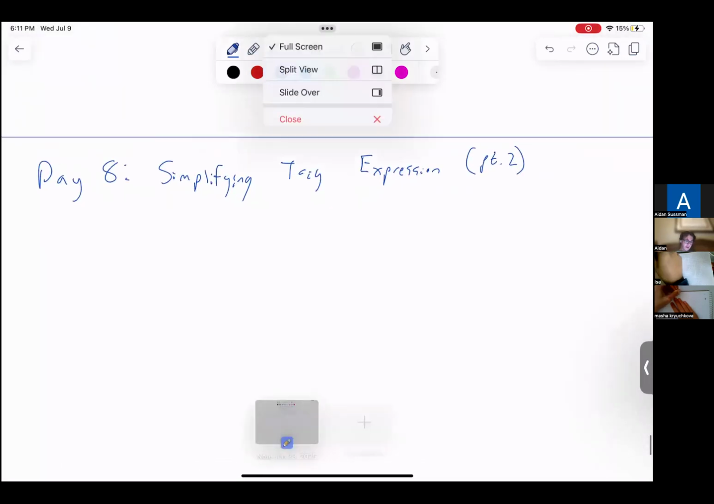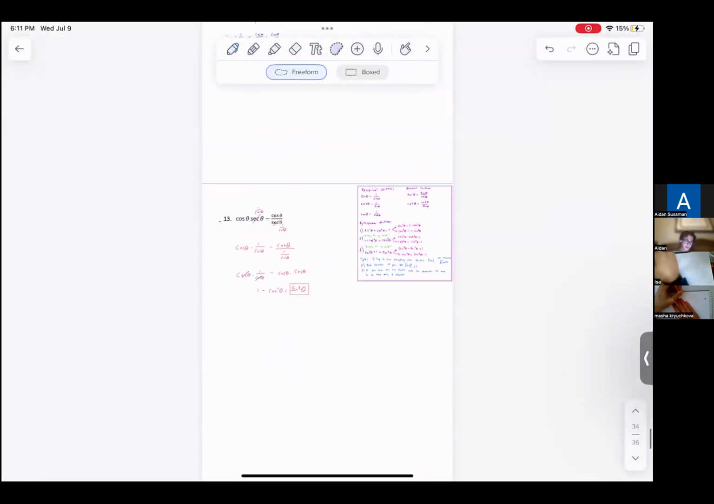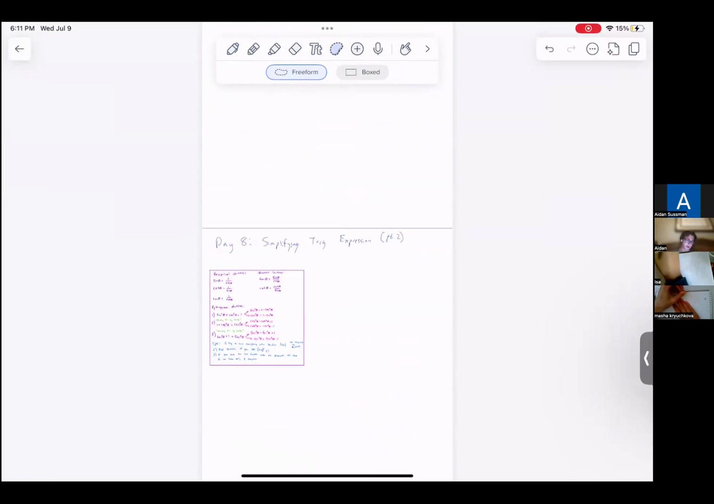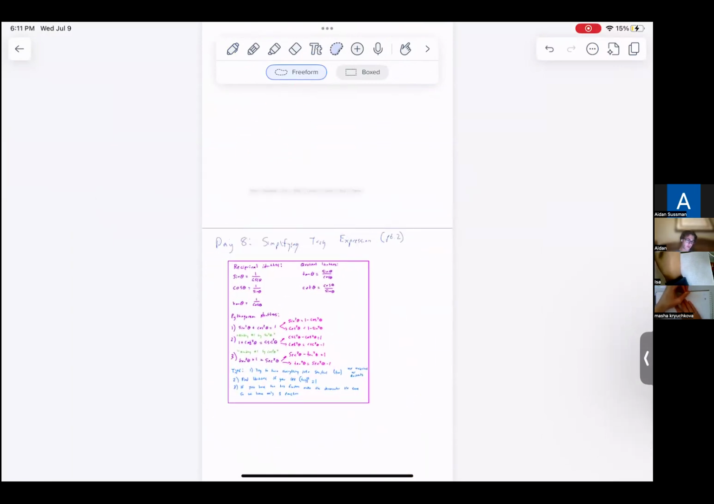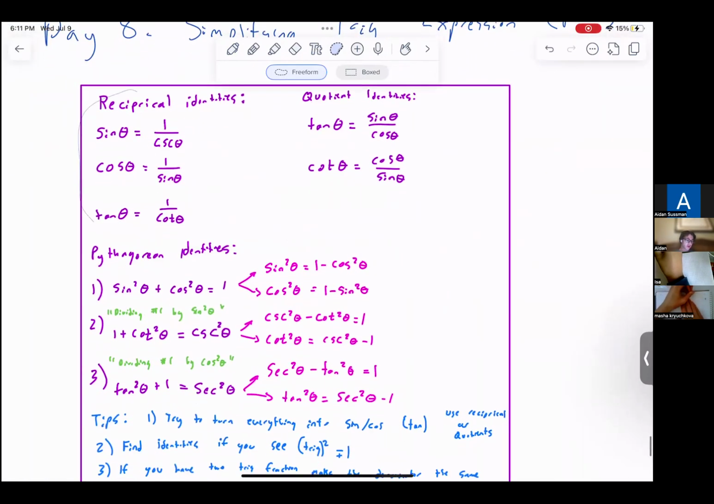Okay, and the first big thing is we just need to remember this big box right here that we talked about last time. And let's just take a look at it one more time. This is our reciprocal identities. Sine is 1 over cosecant. Cosine is also equal to, oh, that says 1 over sine, but I'm sorry, that's supposed to say 1 over secant. Tangent is equal to 1 over cotangent. Tangent is also equal to sine divided by cosine. Cotangent is also equal to cosine divided by sine, and these are quotient identities.